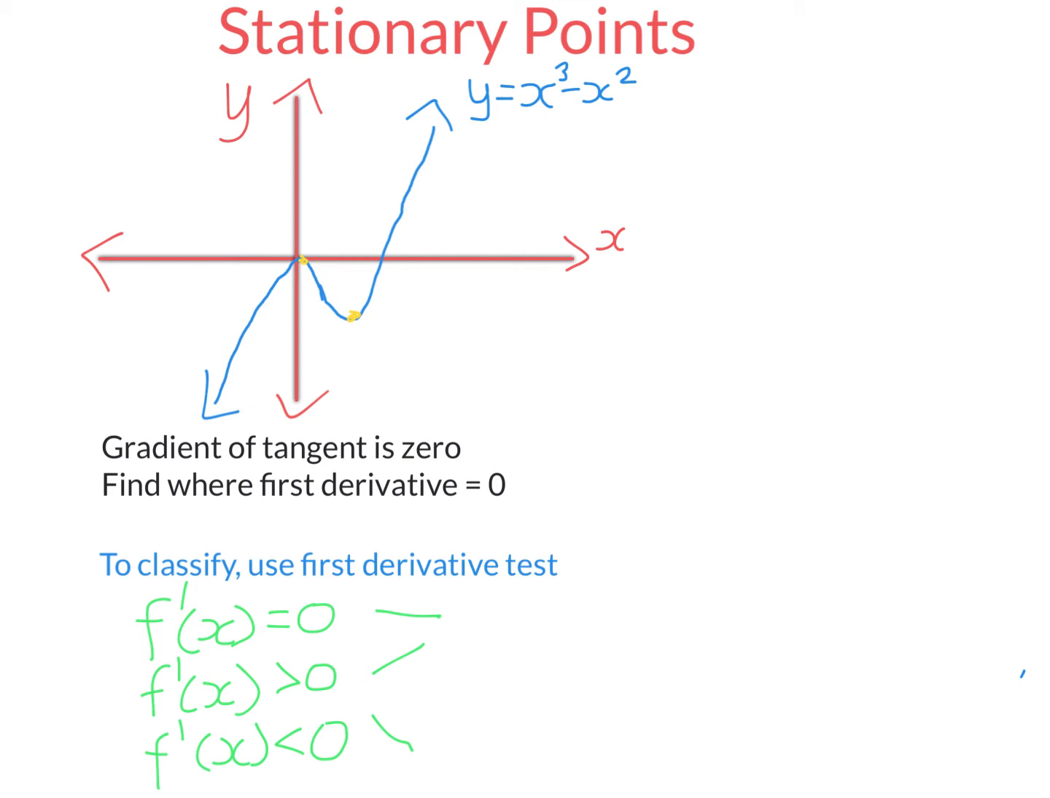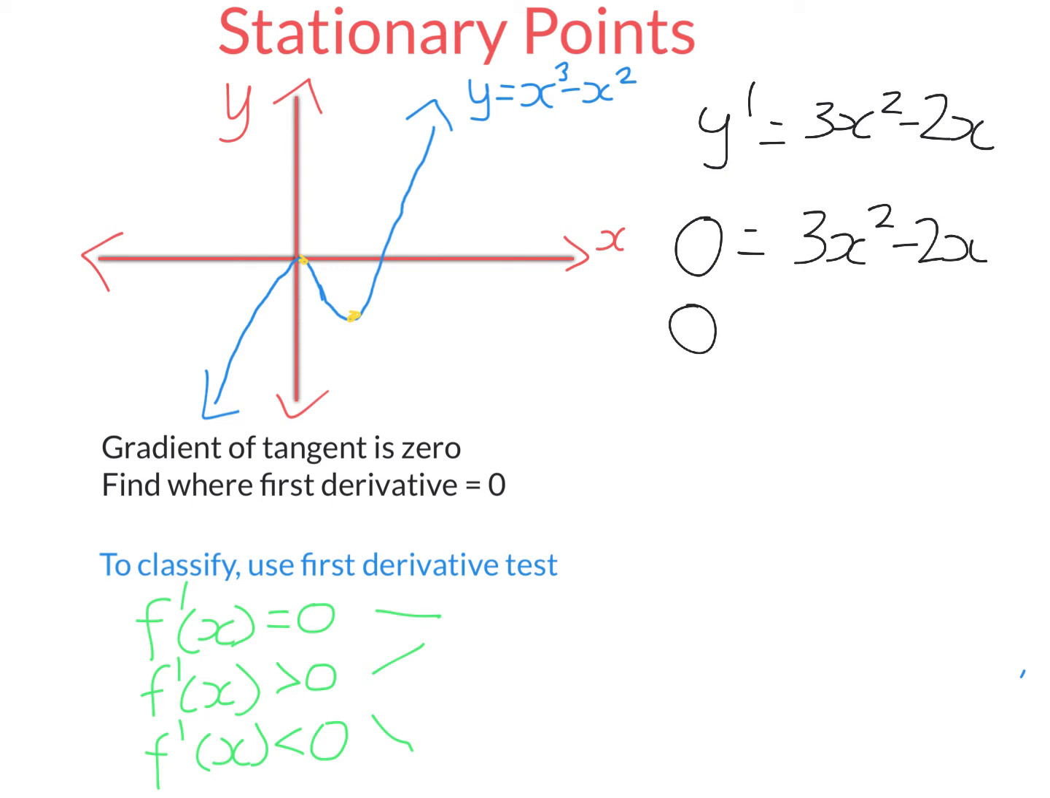So if I want to calculate the stationary points, I just differentiate the function, which I did on the previous slide, and I find where the first derivative equals 0. So if 0 equals 3x squared minus 2x, I can just factorize by taking out the x, and I'm left with this. So using the null factor law, we have either x equals 0 or 3x minus 2 equals 0, which means x equals 2/3.